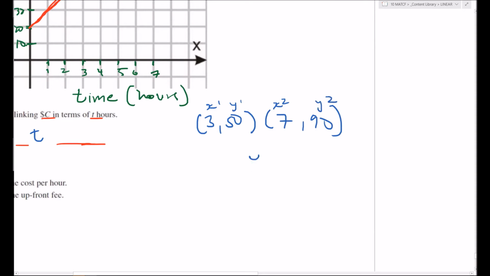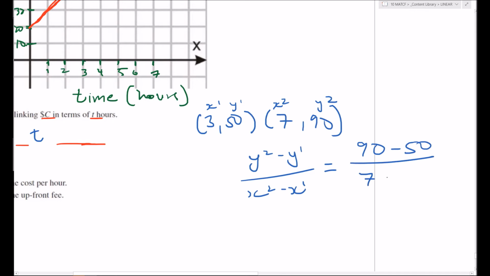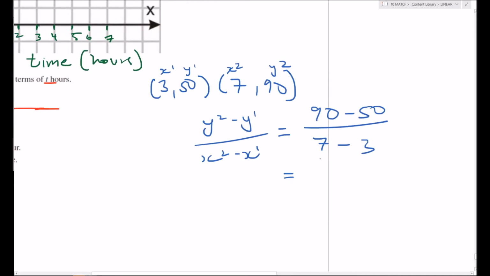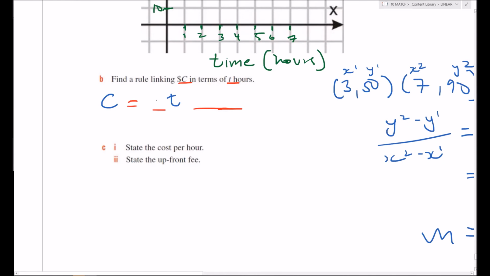Okay, remember your formula, y2 minus y1 over x2 minus x1. And then just substitute these into the formula. So y2 is 90, y1 is 50, x2 is 7, x1 is 3. So working that out, 90 minus 50 is 40, 7 minus 3 is 4. So that means your gradient, or your m, is equal to 10. That means my gradient here is 10.